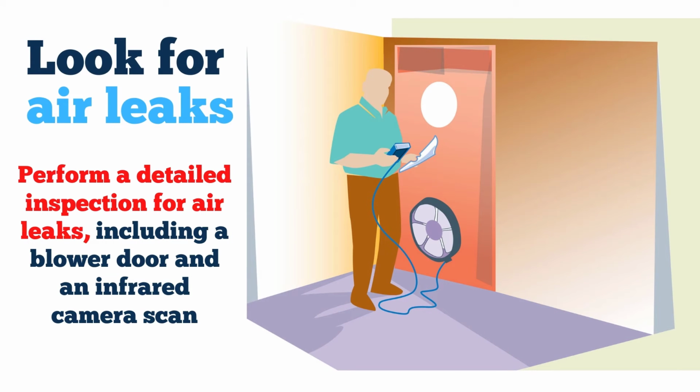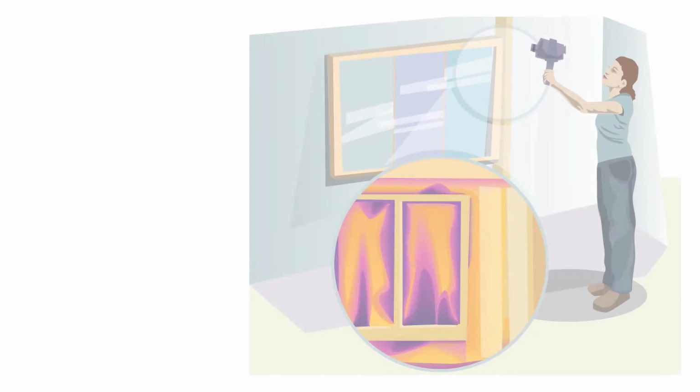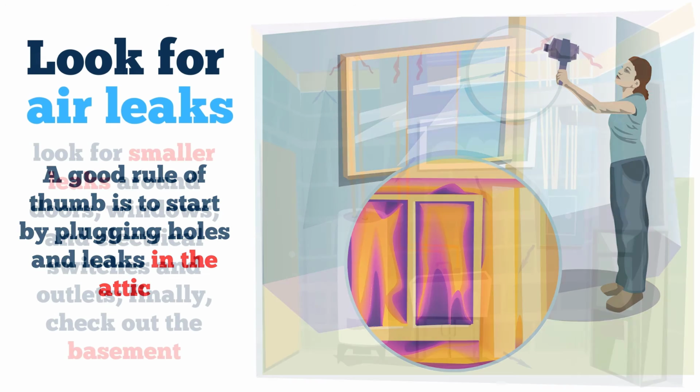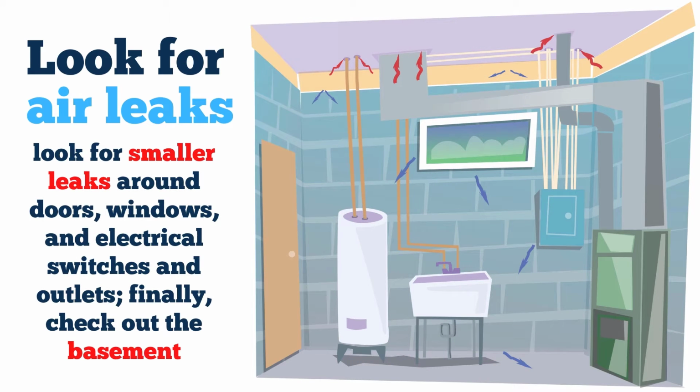The first step to tightening up the home's envelope is performing a detailed inspection for air leaks, including a blower door and an infrared camera scan. A good rule of thumb is to start by plugging holes and leaks in the attic, then move to the exterior walls, and look for smaller leaks around doors, windows, and electrical switches and outlets. Finally, check out your basement.